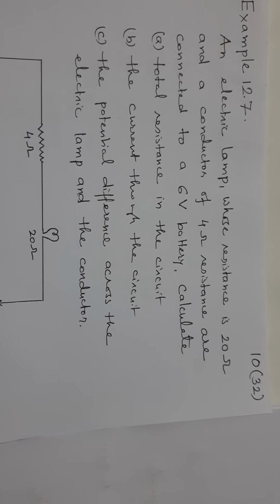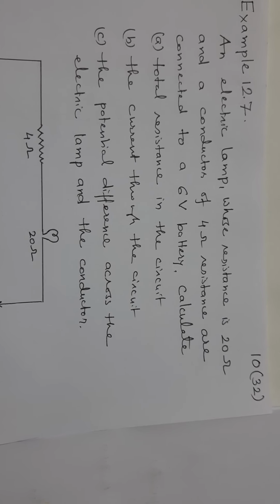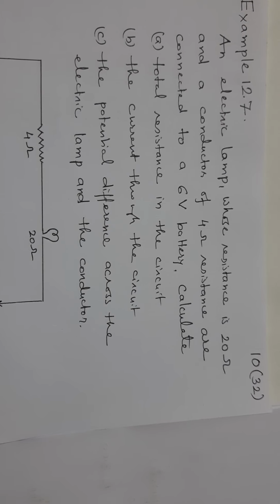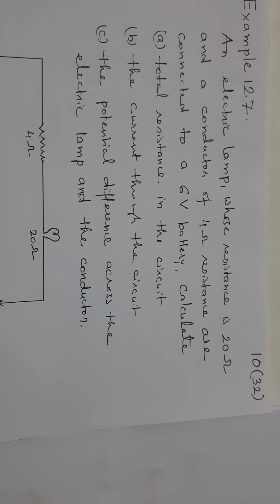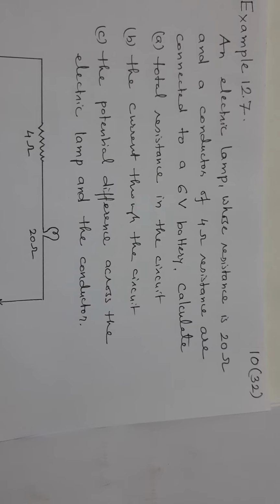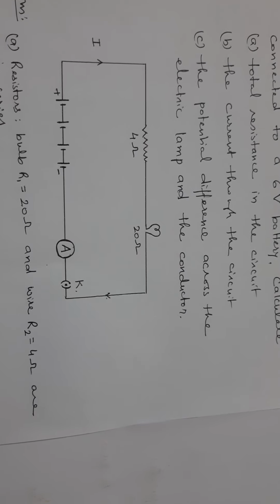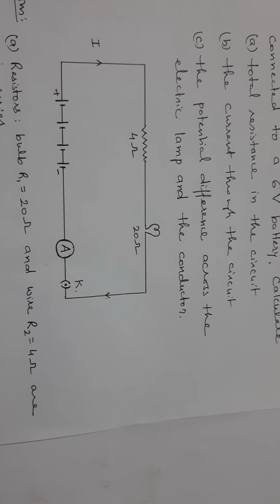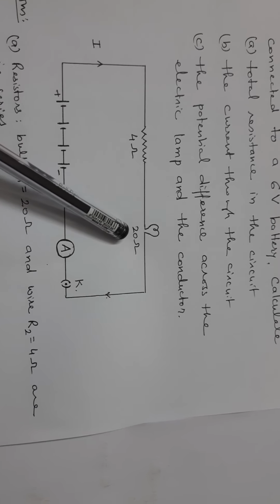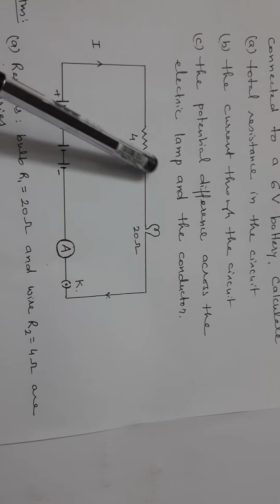An electric lamp whose resistance is 20 ohm and a conductor of 4 ohm resistors are connected to a 6 volt battery. Calculate total resistance in the circuit, the current through the circuit, and the potential difference across the electric lamp and the conductor. Now the circuit diagram is shown like this. One is 4 ohm resistance and other is bulb, that is 20 ohm. They both are connected in series.